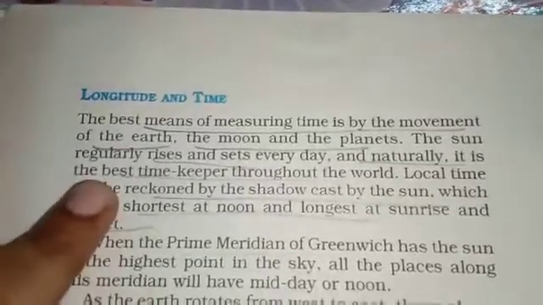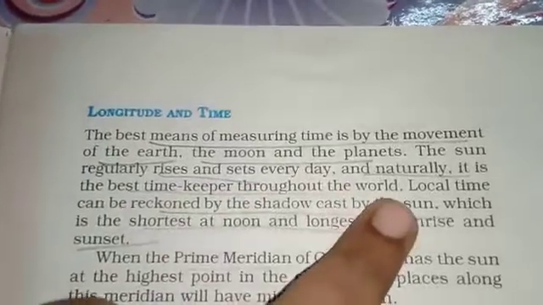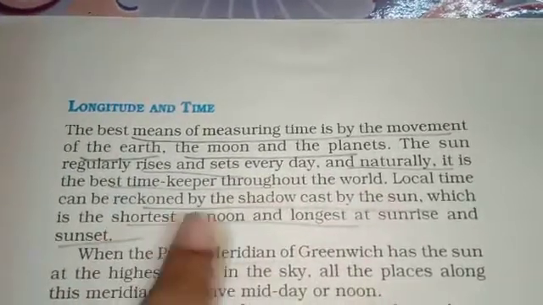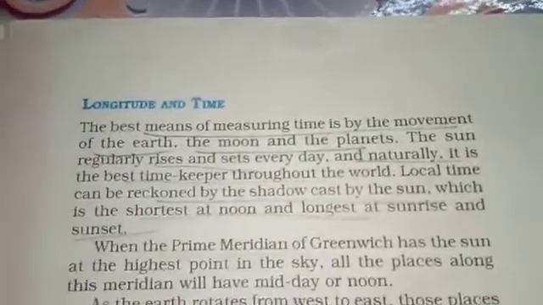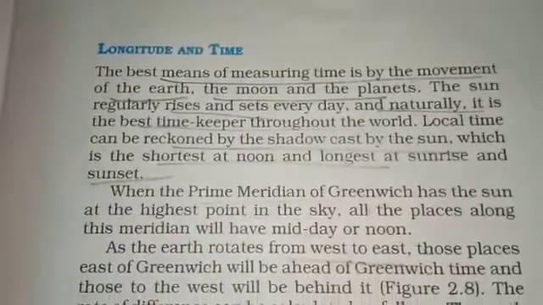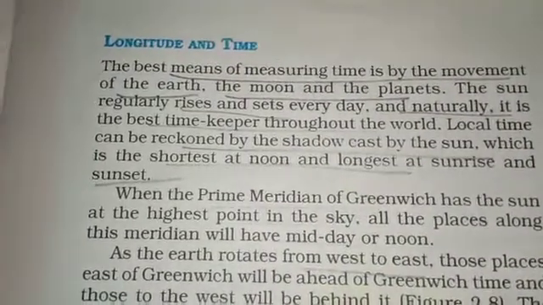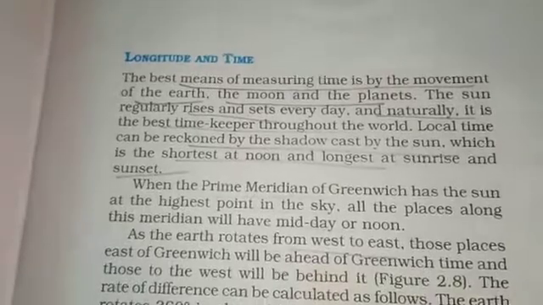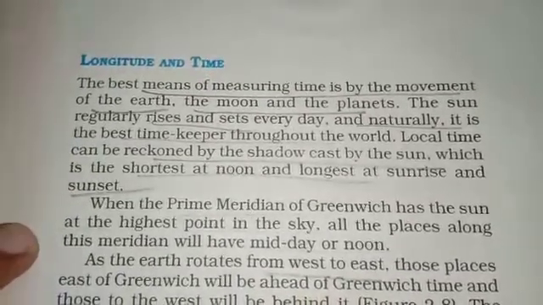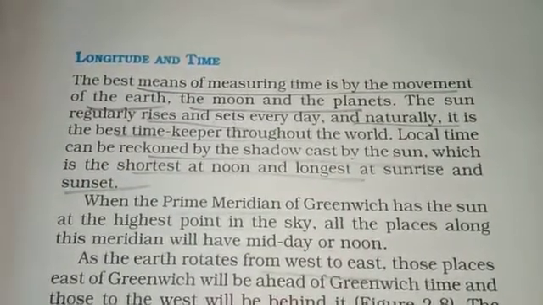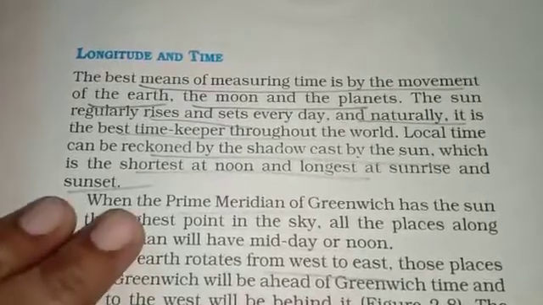The sun regularly rises and sets every day, and naturally it is the best timekeeper throughout the world, because it comes at its own time. It is tuned by nature or the supreme power, so it comes on time and goes back on time. That is the real timekeeper. Our mobile or our watch may show different times, but if you fix the time by when the sun comes and goes, that will be the correct time measurement.